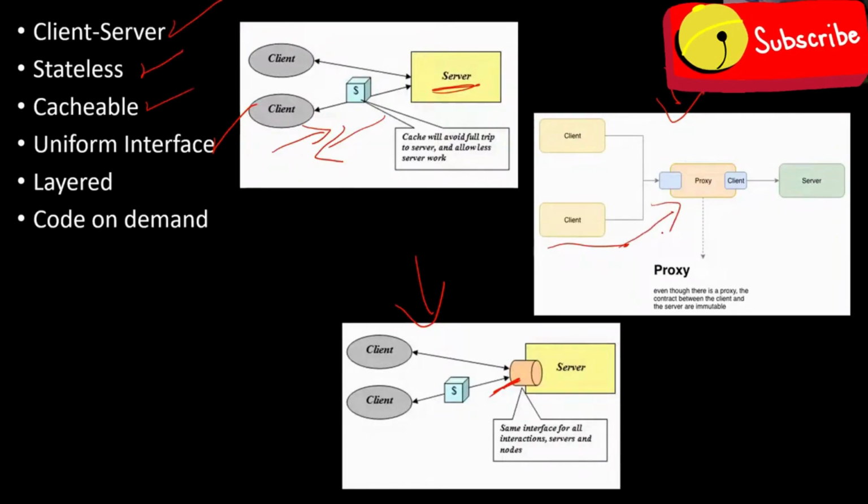The proxy is going to say that even though there's a proxy, the contract between the client and the server is the same. So the proxy is going to get that request. The proxy is going to say, oh, you want a request? This is what they're asking. The server will say, okay, well, here's the response, and the proxy is going to send it to the client.